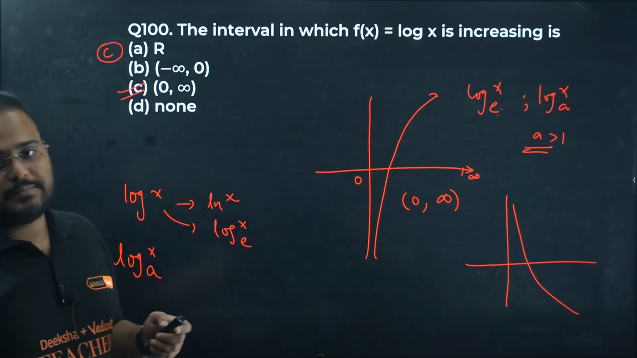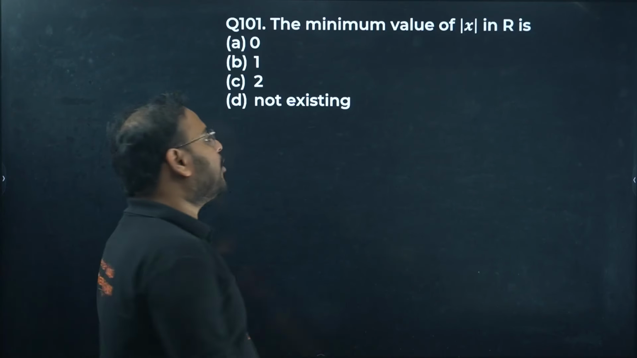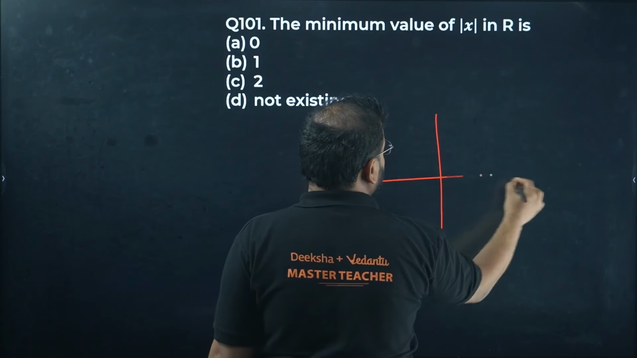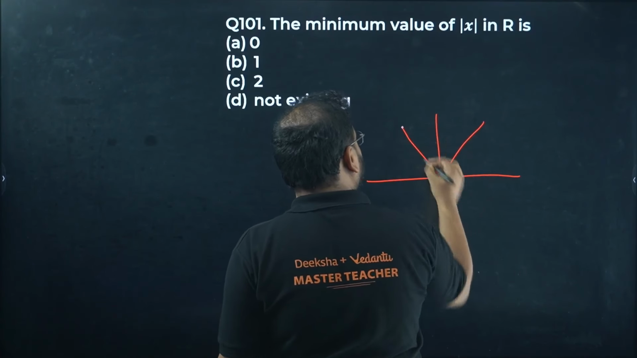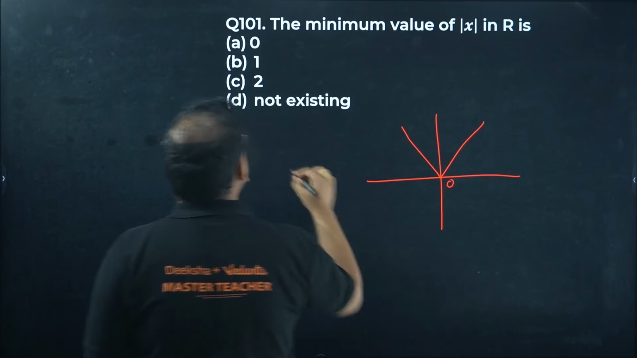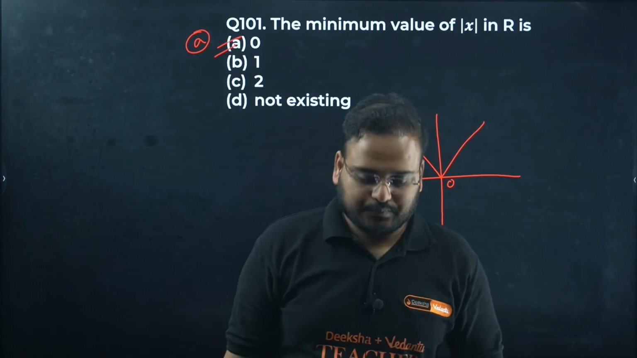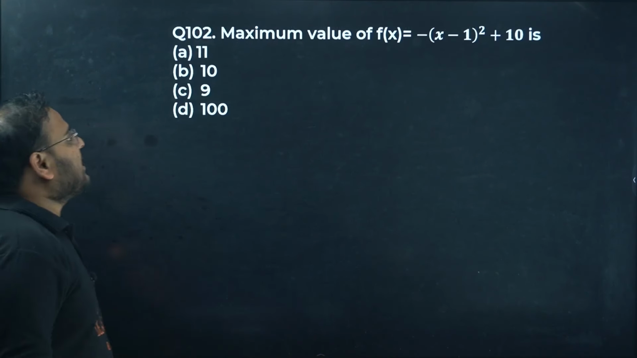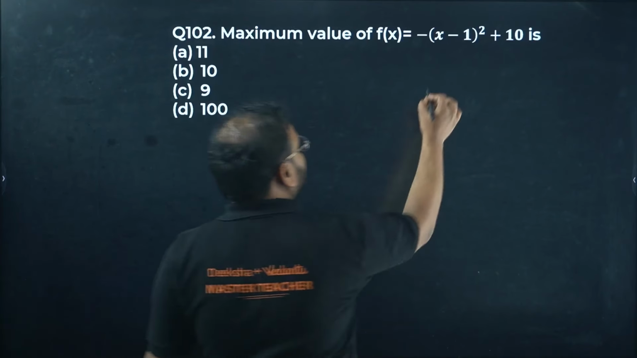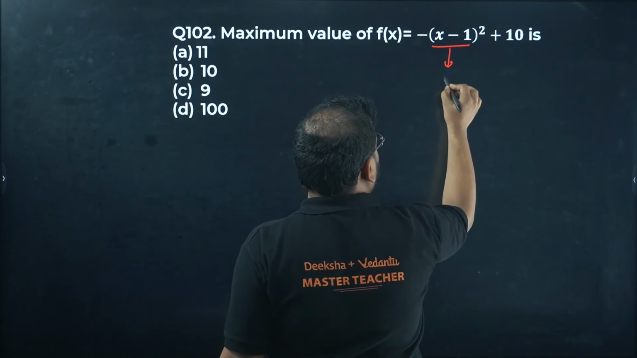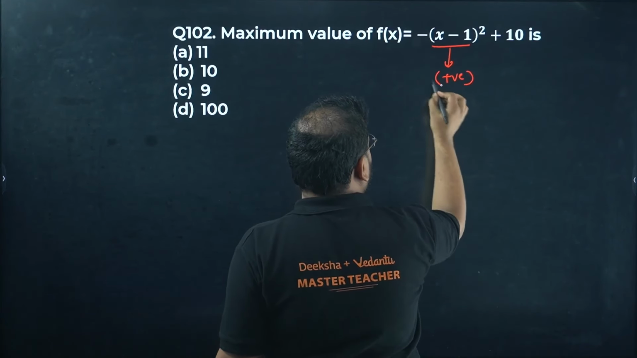Okay. Next one. Minimum value of mod of x in real numbers. Mod of x minimum value is 0. Will it go below this? No. Minimum value is 0, option A. Next. Maximum value of this one. Think about it. This is a whole square, so always positive. Outside we have a negative.